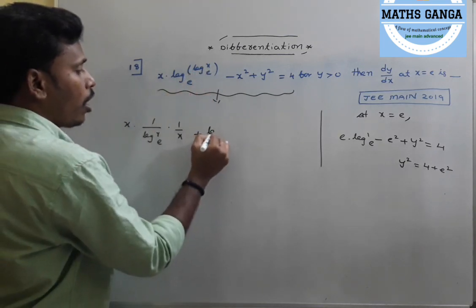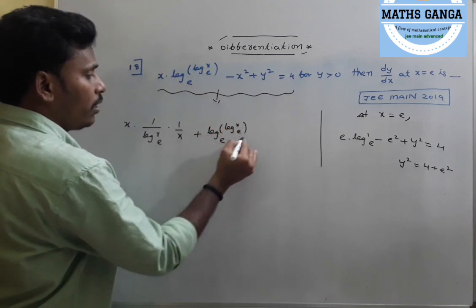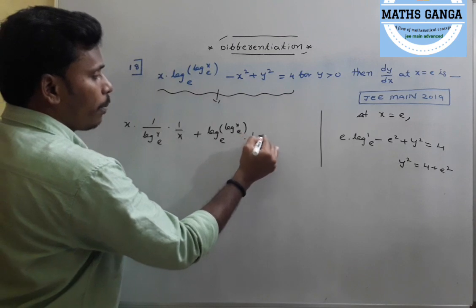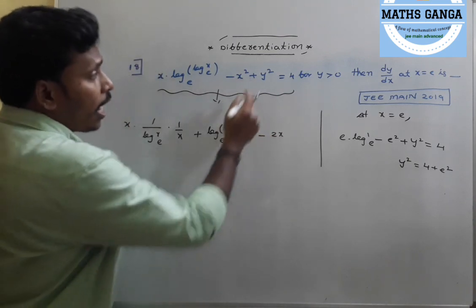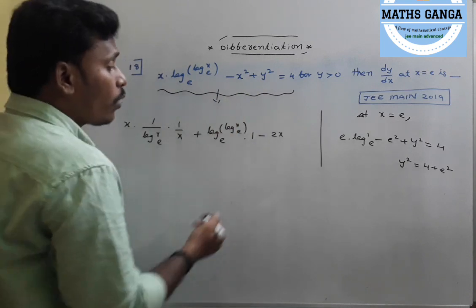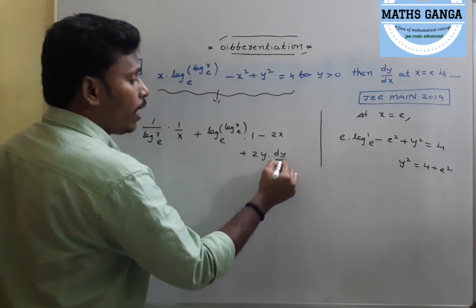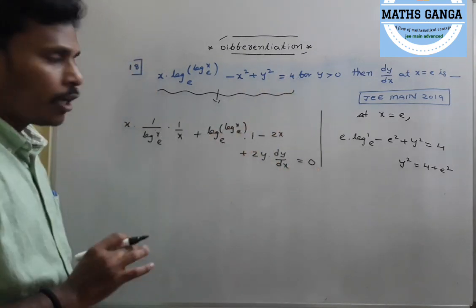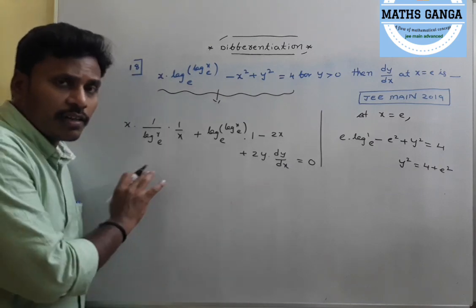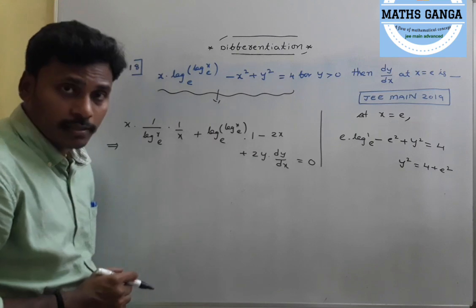the second function, logarithm of log x to the base e, into the derivative of x, which is 1, minus, for x², the derivative is 2x, and for y² the derivative is plus 2y into dy/dx, equals, for 4 it is 0. So this is the task. Finally, this is the expression if you differentiate the given problem with respect to x.